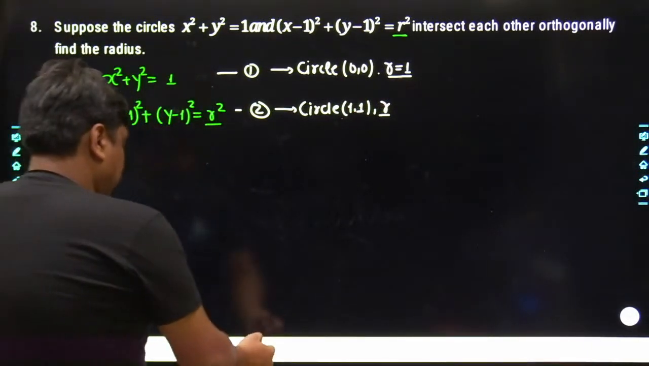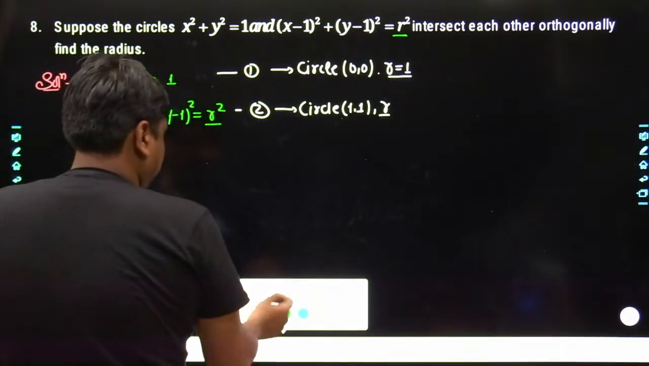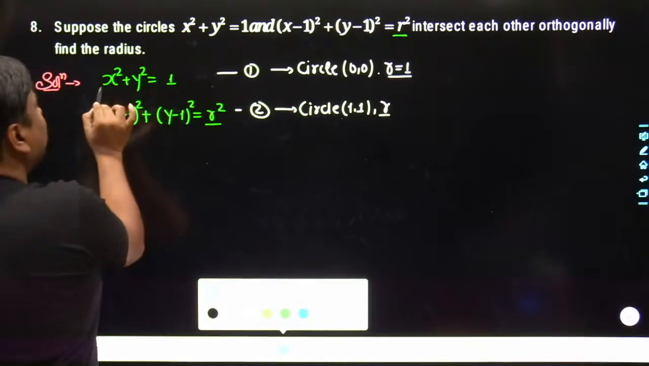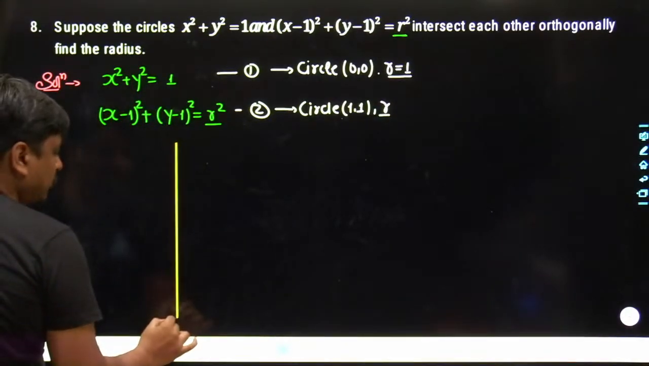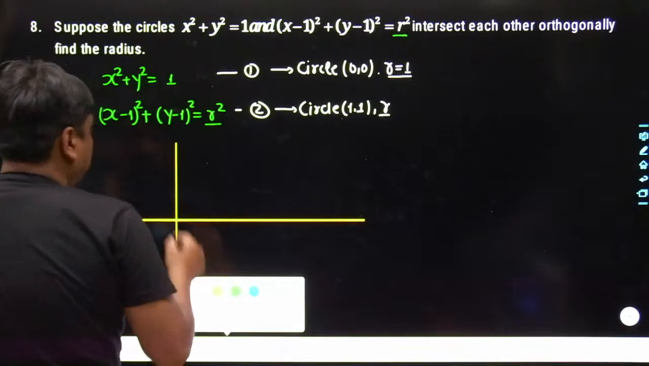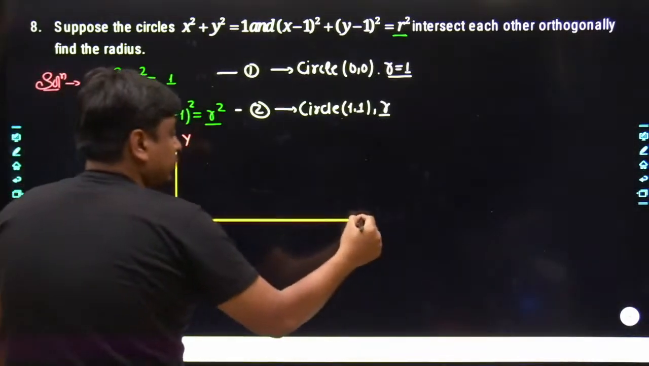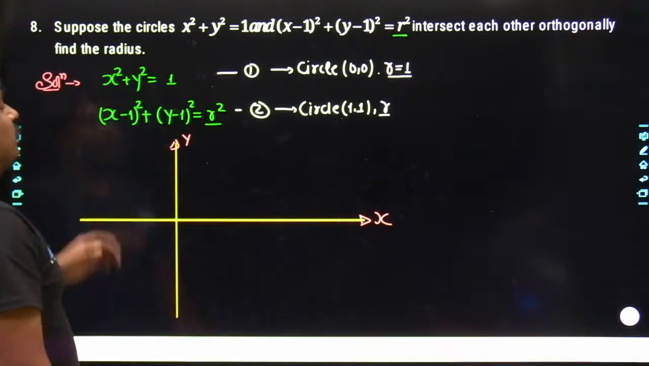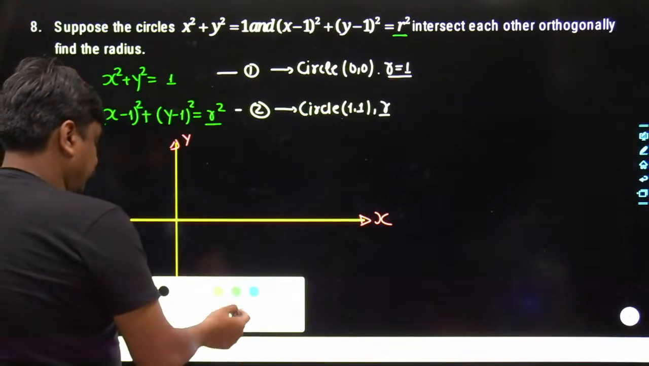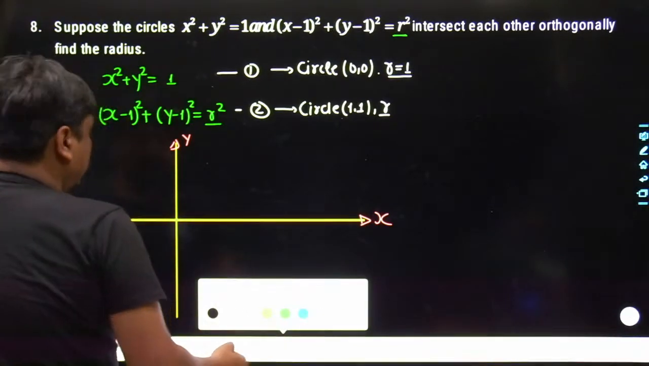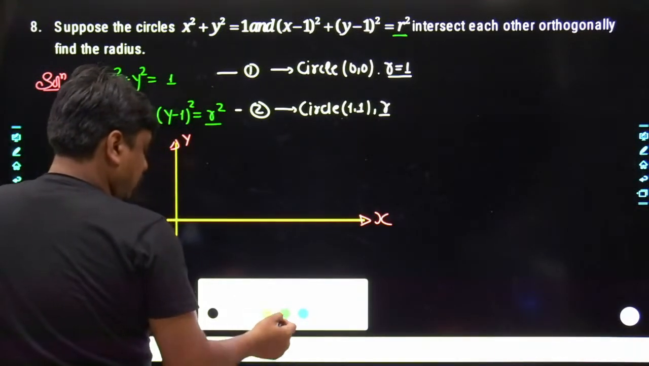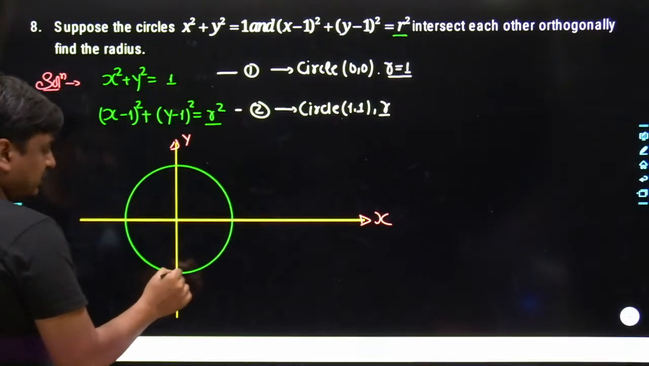Graphically, let me mark both of them out. For that, I need a plane. The plane has to be the xy plane, because we have two variables x as well as y. Here goes the y-axis, here goes the x-axis. Let me focus on the first equation of the circle, x square plus y square equals 1. That would be a circle centered around the origin with radius equal to 1.